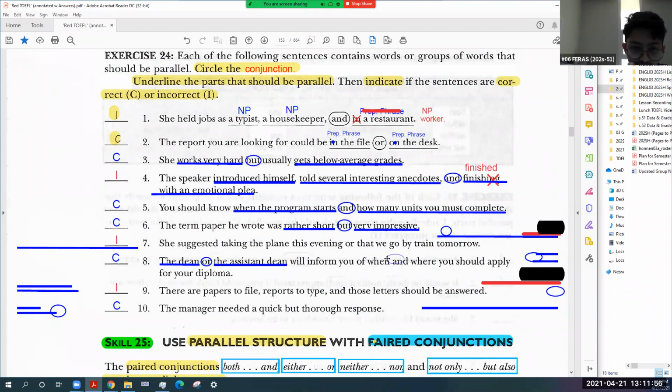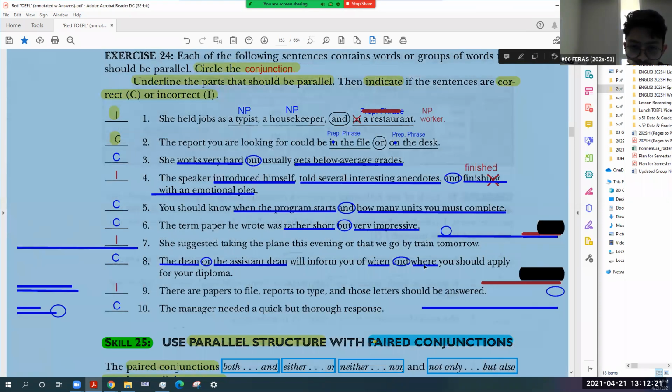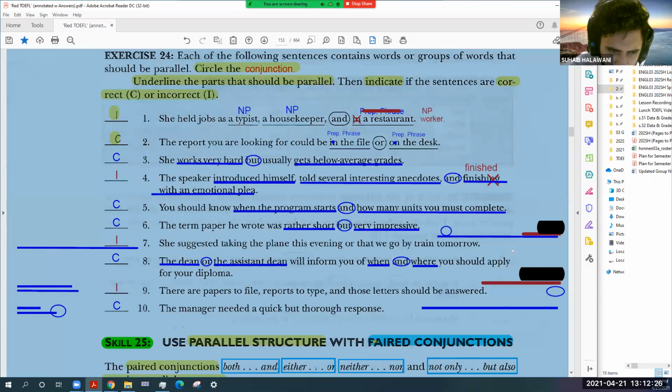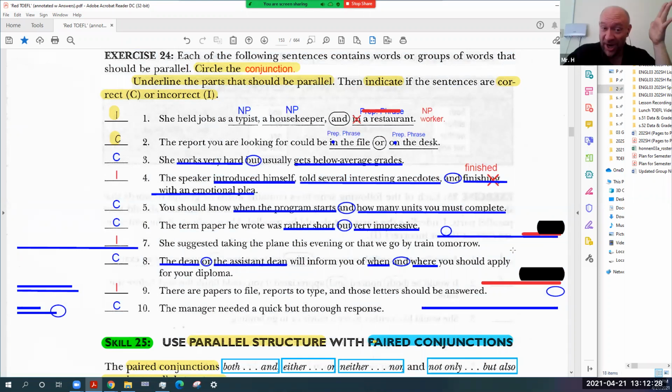You see, this sentence has two examples of parallel structure. The first one, what is the first one? Dean, assistant dean: noun, person, noun, person. And then what's this? When, where. These are connectors. You can make connectors parallel.